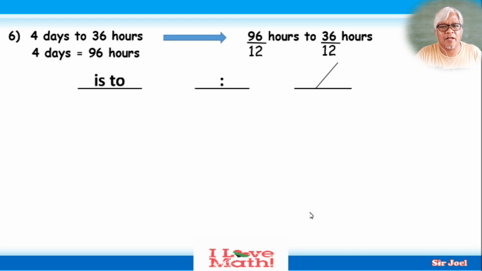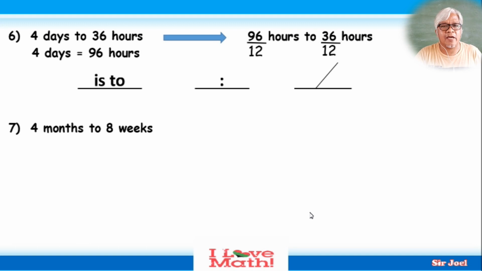96 divided by 12 is to 36 divided by 12. And then, same answer. Instead of "is to," pinalitan ng colon form. And then again, same answer, pinalitan ng vinculum symbol. Kayang-kaya nyo to. Okay? Next, example number 7.